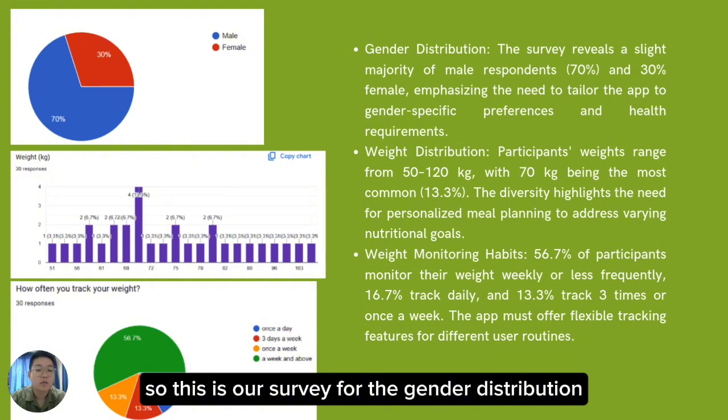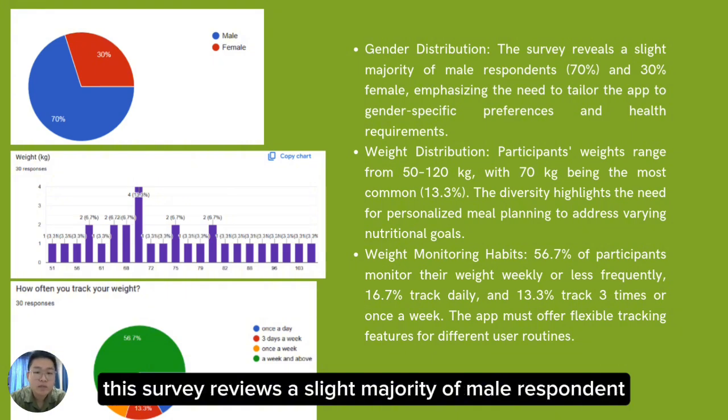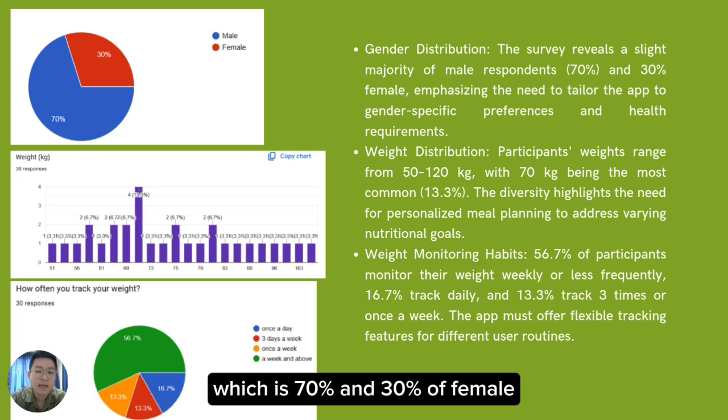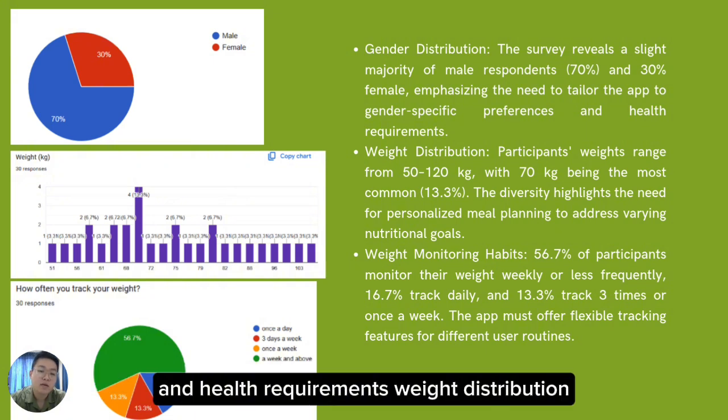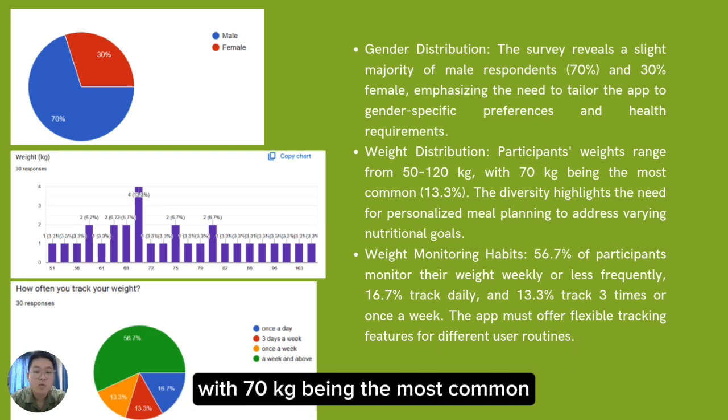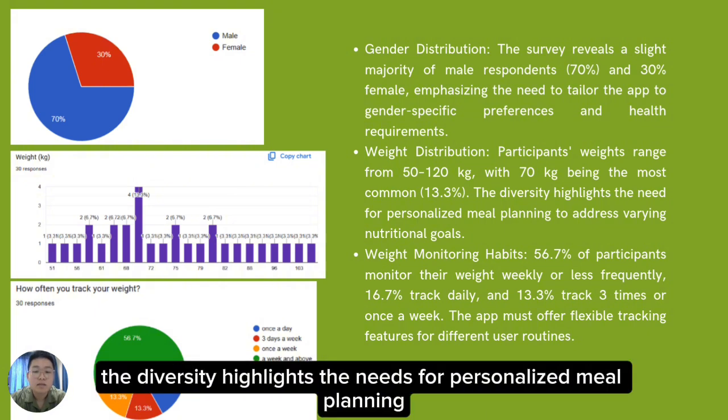So this is our survey. For the gender distribution, the survey reveals a slight majority of male respondents, which is 70%, and 30% female, emphasizing the need to tailor the app to gender-specific preferences and health requirements. Weight distribution: participants' weight ranges from 50 to 120 kg, with 70 kg being the most common. The diversity highlights the need for personalized meal planning.